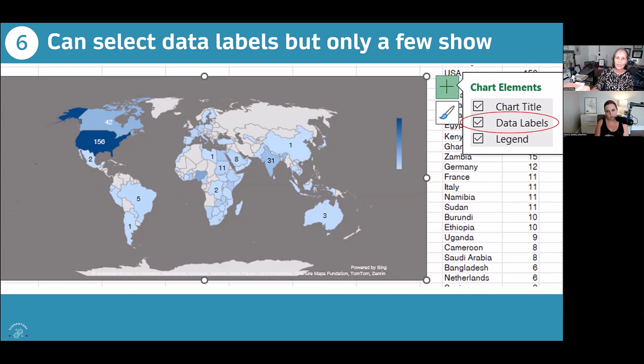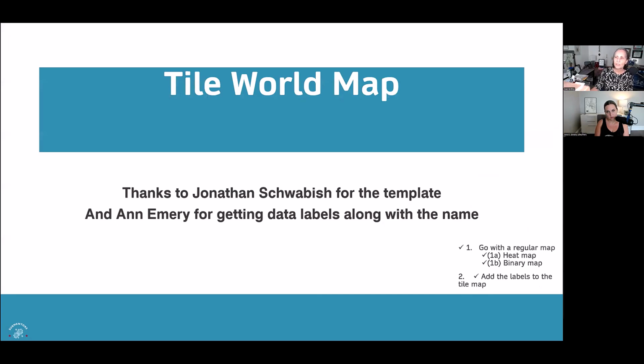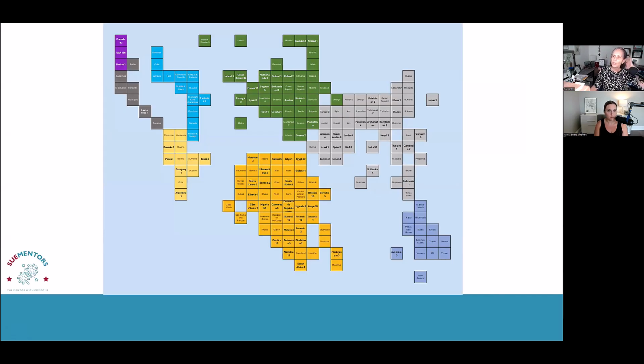And then we talked about going back to the tile world map, and Anne had helped me put the numbers in. She helped me correct the formula. We figured out how to do this. This came from John Schwabish, who Anne was talking about a few minutes ago, and Anne helped me get the formula for the data labels. So the data labels come right next to the country name, which was in there.